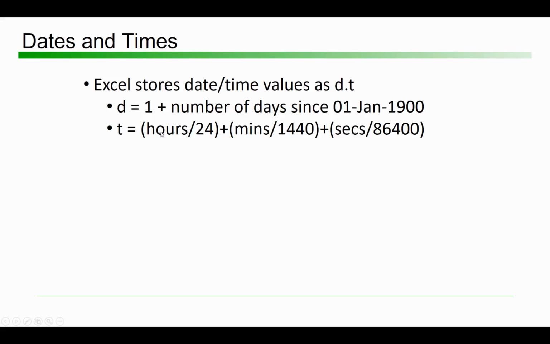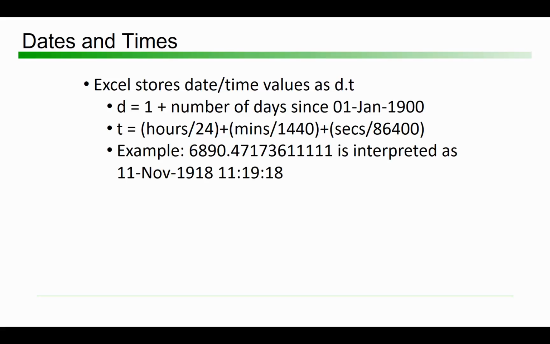So if you divide the number of hours by 24, the number of minutes by 1440, there's 1440 minutes in a day, and there's 86,400 seconds in a day. These are all fractions of a day. So time is being expressed as a decimal here. So let's see, 68,90.47, and so on. This is what the slide is saying that date is interpreted as.